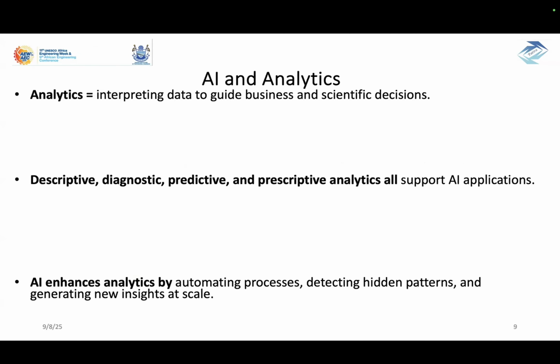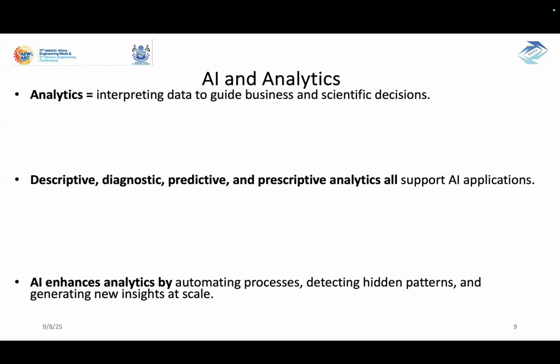Another part that I wanted to talk about is AI and analytics. So what's analytics? Analytics is interpreting data to guide business or scientific decisions. We are scientists or engineers, we're in the same group. So analytics interprets data and guides us, whether in the business world, engineering world, or science world, to make decisions. And there are 4 types of analytics. There's descriptive analytics, there's diagnostic analytics, predictive, and prescriptive analytics. So all of those 4, they support AI applications.